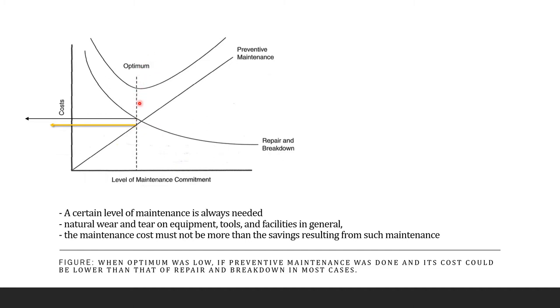And analyzing at this point of maintenance commitment, you definitely don't want to put a lot of cost. Okay, so that's what we're seeing here. When optimum was low, here is the reason why we're choosing this position. Because we want to maintain that point, where the preventive maintenance cost is lower than the cost of repair and breakdown.